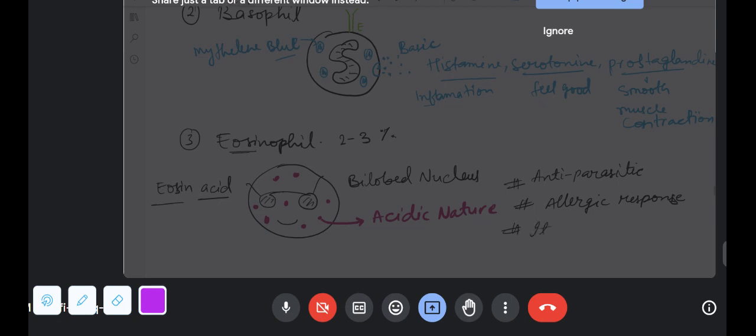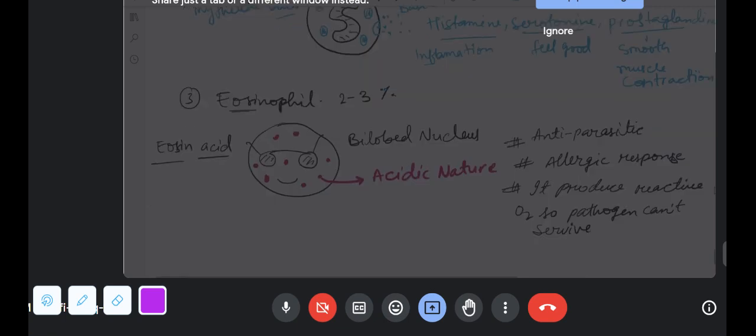It will produce reactive oxygen so the pathogen cannot survive. Cationic peptides it will give like this. So all these things it will give, and finally the pathogen will be evaded. If anti-parasitic is written here, parasites are of so many types, so just mention it in your notebook: helminths and protozoa.